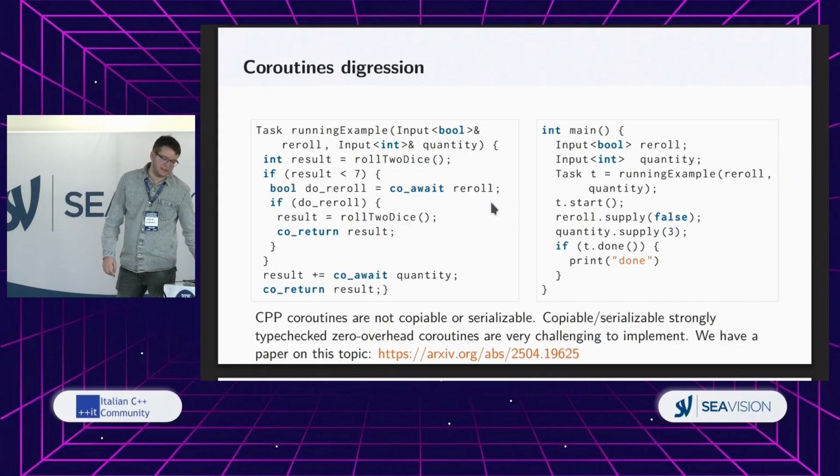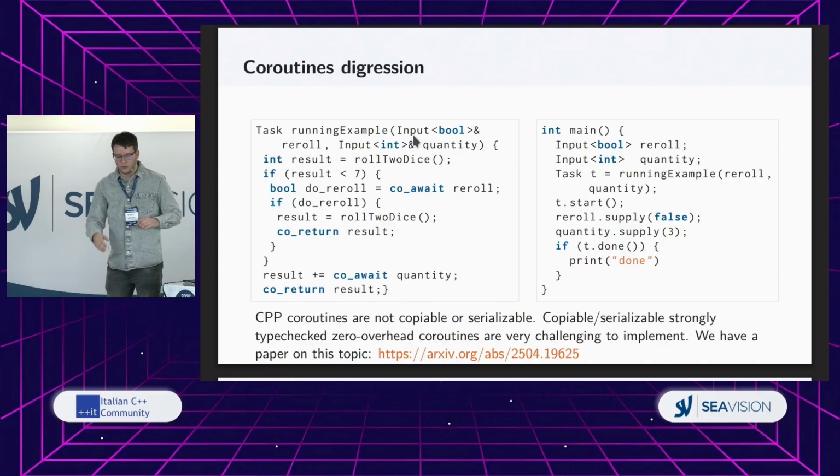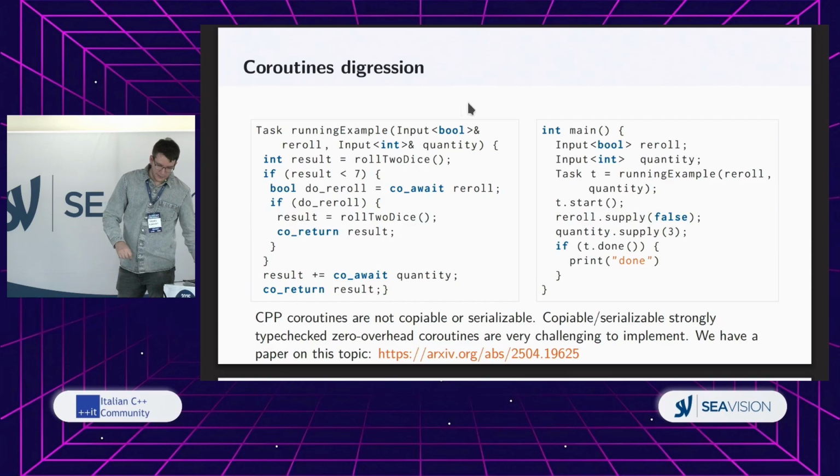On the left, there is the running example written as a coroutine. It contains two extra arguments, and then contains co_await that will suspend the coroutine. The two extra arguments are a bit strange, but what is important is that you can use them to inject content into the coroutine. And on the right, there is the main that will execute the coroutine. The main will allocate the two mechanisms to inject values into the coroutine, will allocate the running example, and will start the running example.